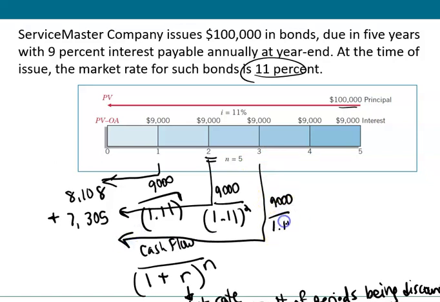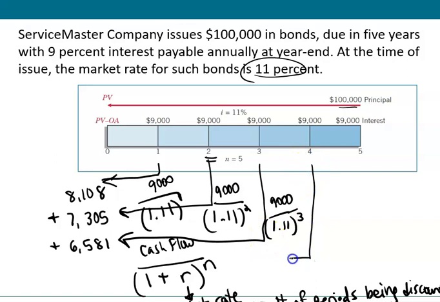9,000 divided by 1.11 to the third. This gives us a value today. So if we received $6,581 today, and we invested it at an annual rate of 11%, in 3 years that 6,581 would turn into 9,000.